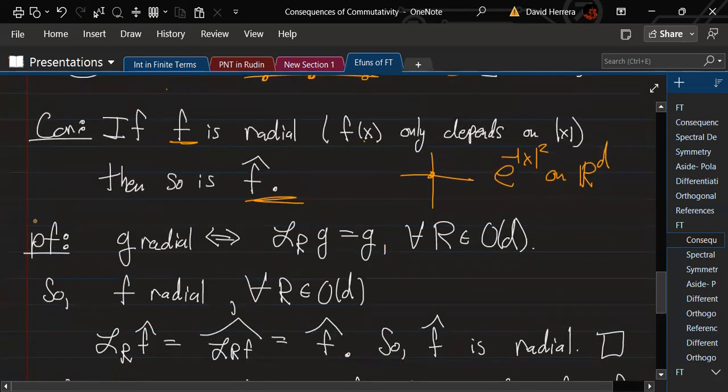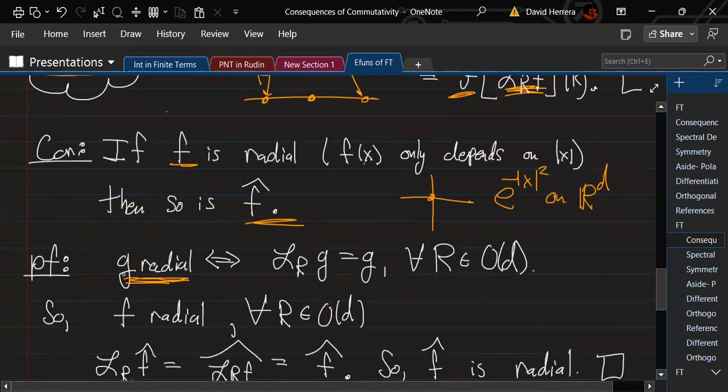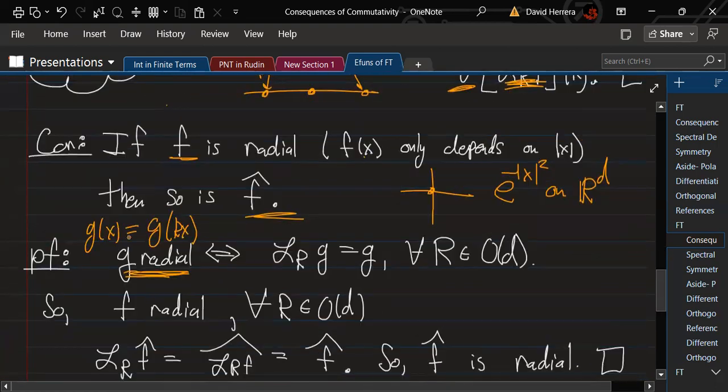So why is that true? Well, the proof is that suppose we have a function g that's radial. What it means to be radial is that g of x doesn't depend on anything except for the length of x. So g of x is equal to g of rx for any rotation r, because x and rx have the same length, because r is just some kind of rotation or reflection. It's an orthogonal matrix. It doesn't change lengths.